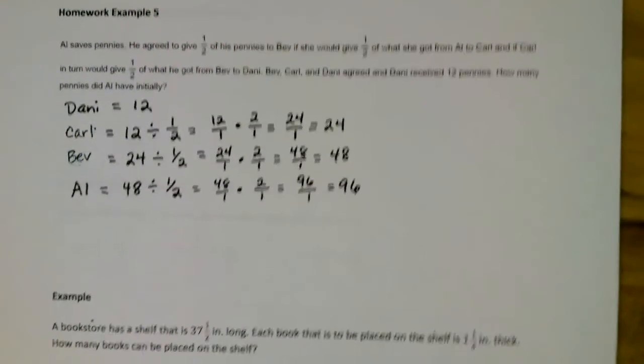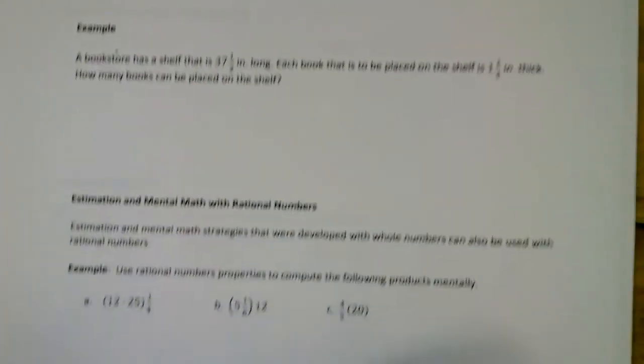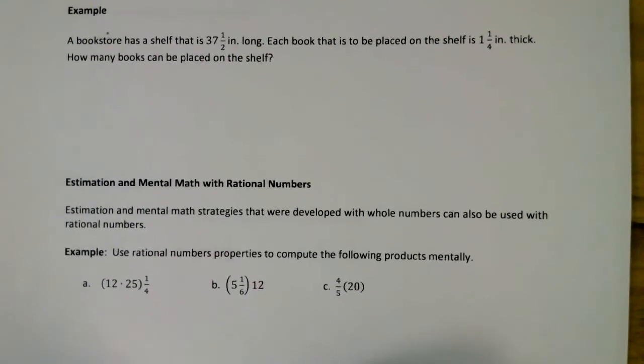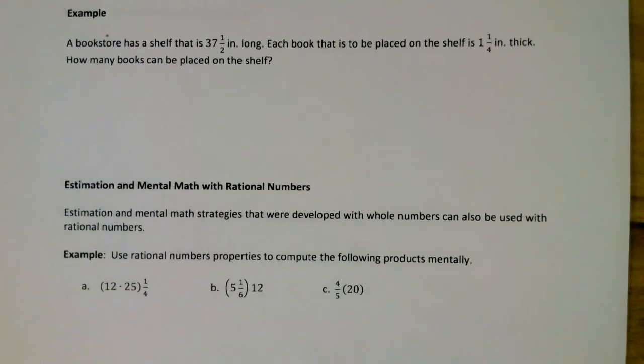Okay. All right, here's another example. Let's say we had a bookstore. A bookstore has a shelf that is 37.5 inches long. Each book that is to be placed on the shelf is 1 1/4 inch thick. How many books can be placed on the shelf?